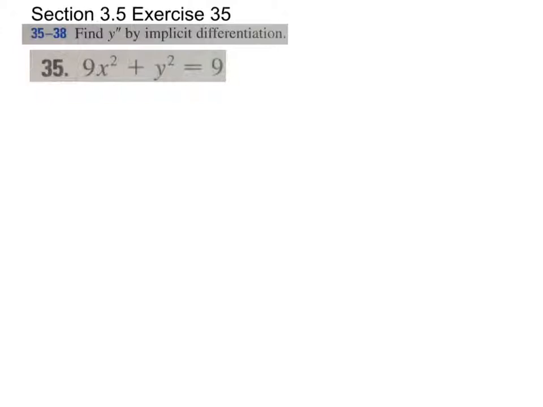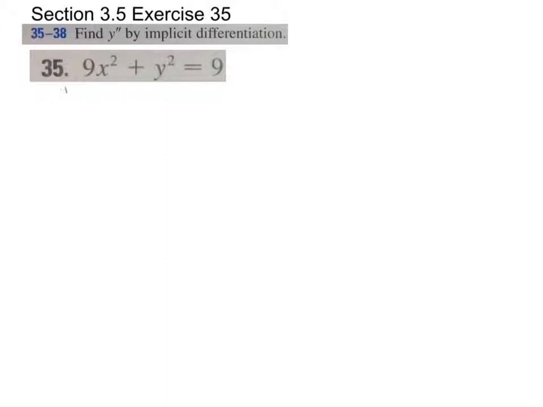In this video we will discuss textbook section 3.5, exercise number 35. Our directions say find y double prime by implicit differentiation. We have 9x squared plus y squared equals 9. So we start by taking the derivative of both sides with respect to x.